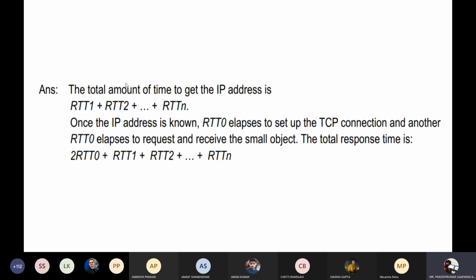The total amount of time to get the IP address is RTT1 plus RTT2 plus up to RTTN. After that we get the IP address. Based on that IP address, RTT0 elapses to set up the TCP connection, and another RTT0 elapses to request and receive the small HTML object. The total response time is 2 RTT0 plus whatever time is taken to get the IP address. This is the answer.